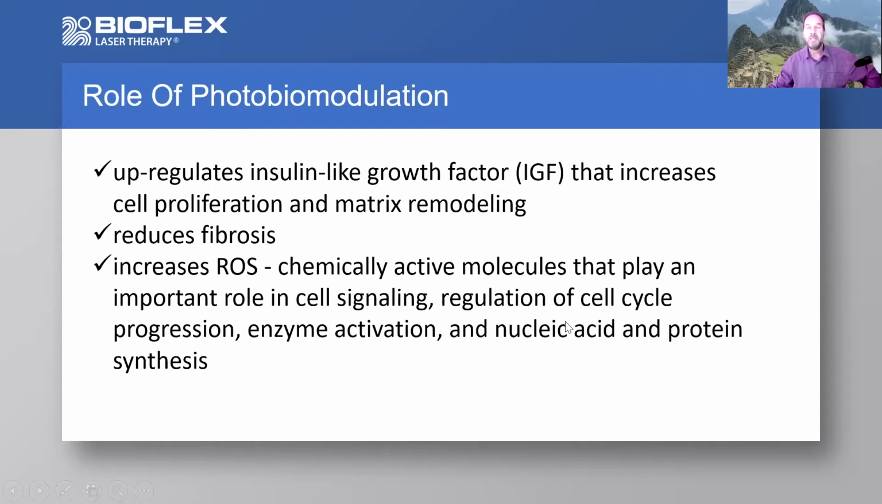And ROS, reactive oxygen species, is something that is really critical in cellular function. Too little and too much, it needs to be in quite a balance. When you have cells that have a metabolic disorder, there's too much ROS hanging around, and it creates problems for metabolism and the regeneration of cells as well. So photobiomodulation is known to modulate ROS production in a positive way.